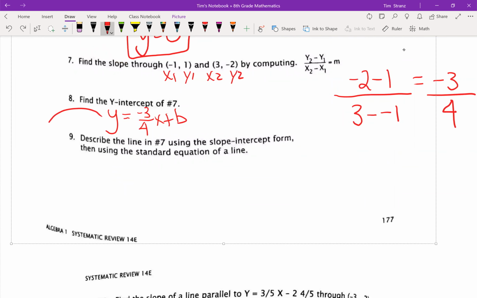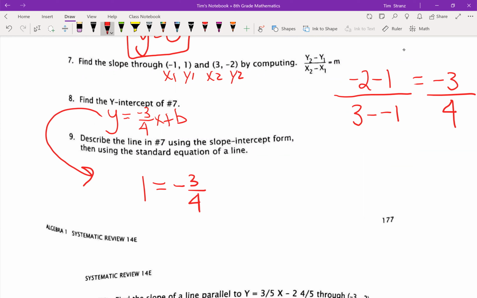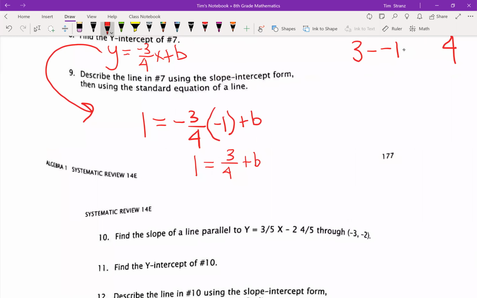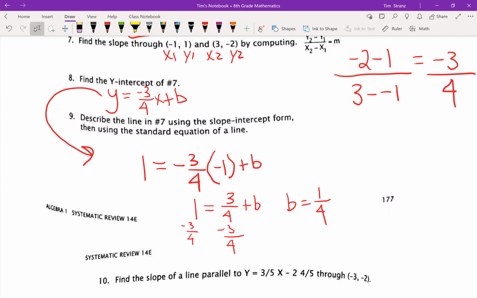I'm actually going to do it down here so I have a bit more space. So I'm going to have 1 equals negative 3/4 times negative 1, that's my x, plus b. So now I have 1 equals, a negative 3/4 times a negative 1 is a positive 3/4, plus b. To get b by itself, I need to subtract 3/4 on this side, subtract 3/4 on this side, and you can see that 1 minus 3/4 is going to leave me with 1/4. So for number 8, you should have gotten 1/4. I'm going to erase this so we can do number 9 now.